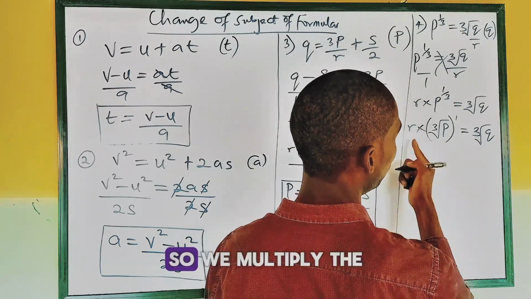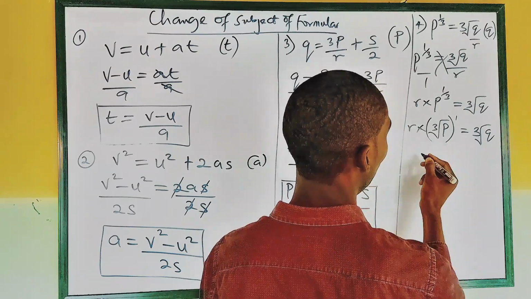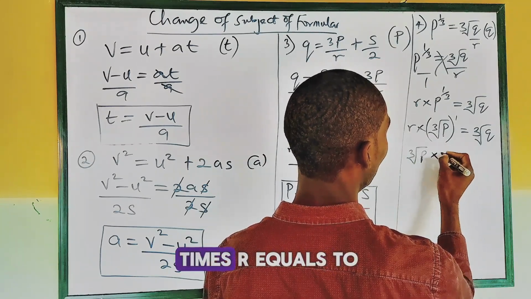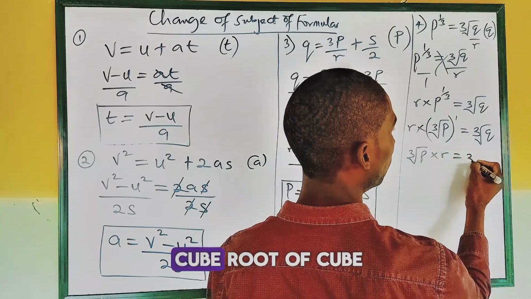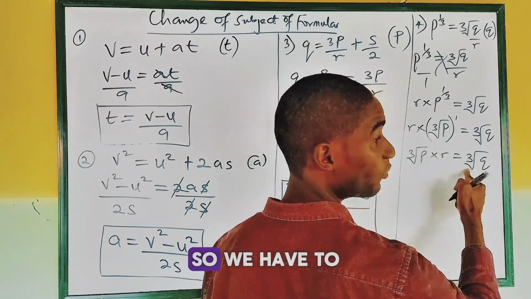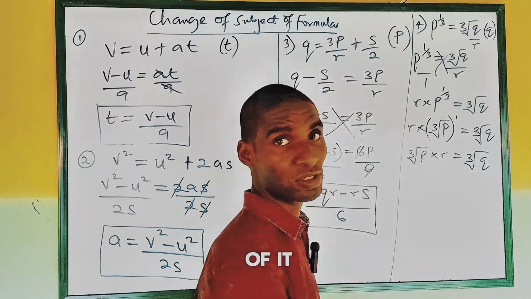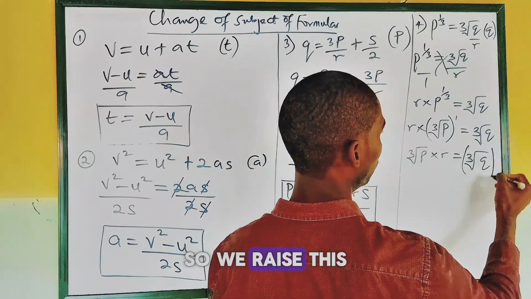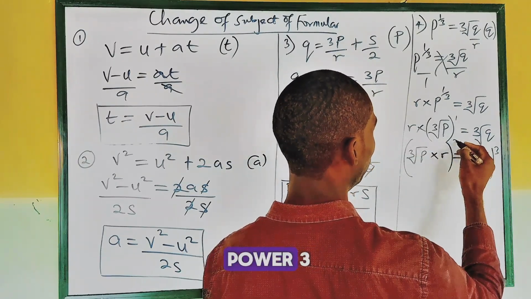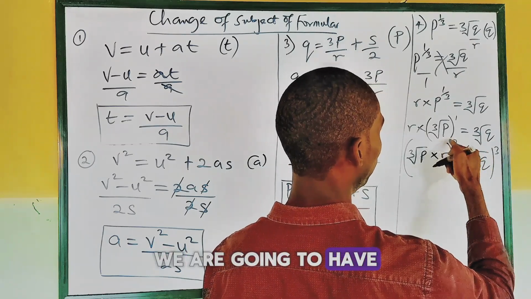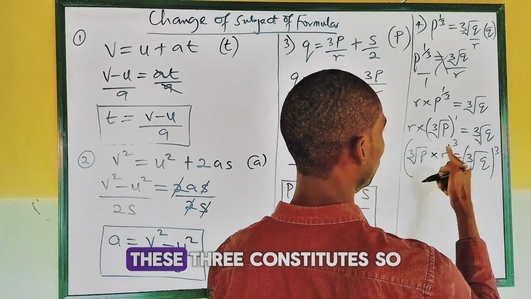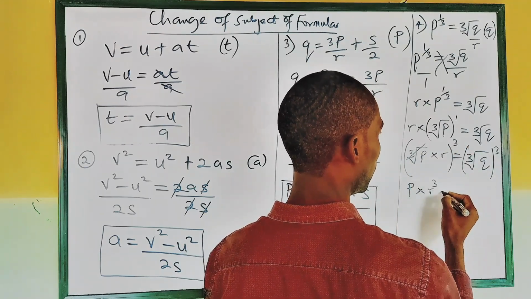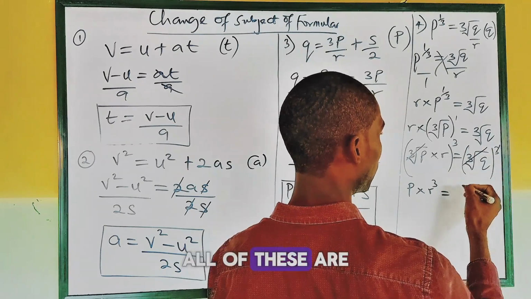Right. So if we open this up, you have cube root of P times R equals cube root of Q. But we want to make Q subject, so we have to get rid of this cube root. How do we get rid of it? We raise both sides to the power of 3. So if we raise this to the power of 3, and we raise this to the power of 3, the 3 cancels the cube root. So you have P times R cubed equals Q.